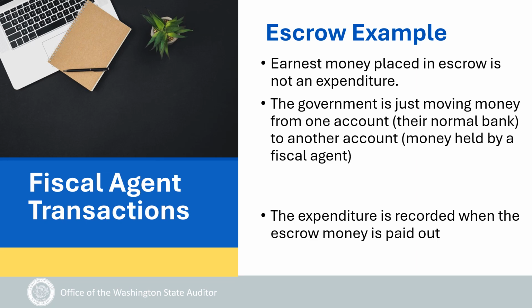Let's talk about a fiscal agent relationship using an escrow. So let's say the government is still buying that new piece of land. As a part of the purchase process, the government is required to deposit $10,000 of earnest money with a fiscal agent. The government is essentially just moving their money from their own bank account into a special bank account held by the fiscal agent. At this point, it is still the government's cash, so no expenditure is reported.